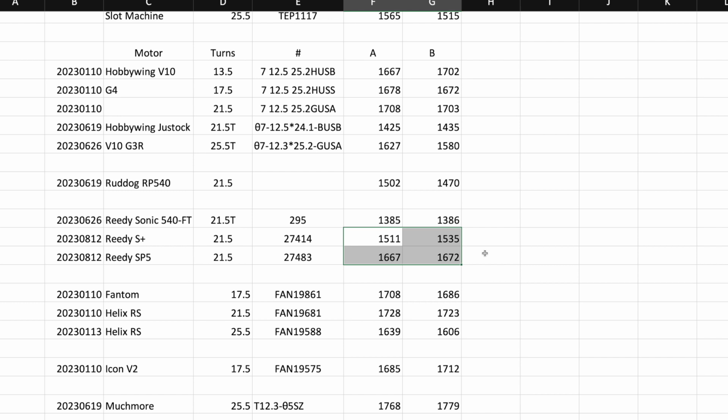But the way they come out of the box, the construction of the Reedy SP5 is quite nice, very nice, I would say, except for the end bell. That end bell is such a pain. I mean, many end bells are a pain. Trinity end bells are a pain as well. But this one is a special case. Here we go. So, as far as Gauss, it's pretty good for the motor.